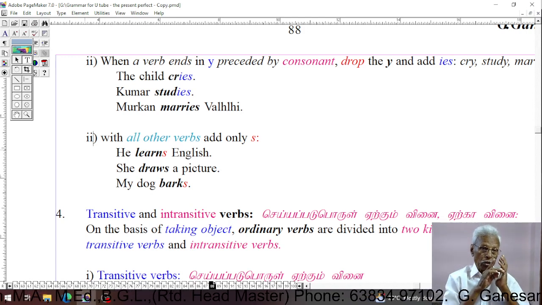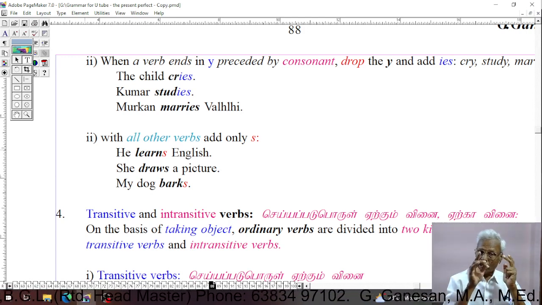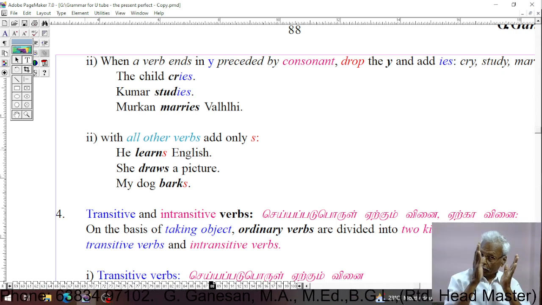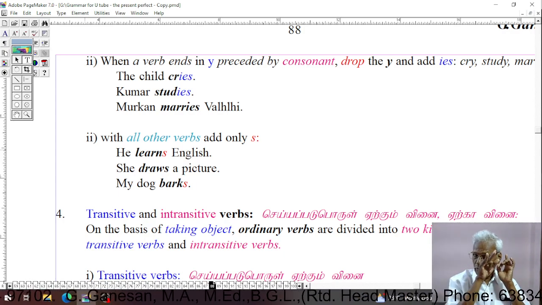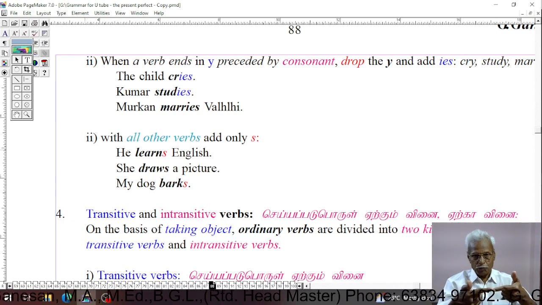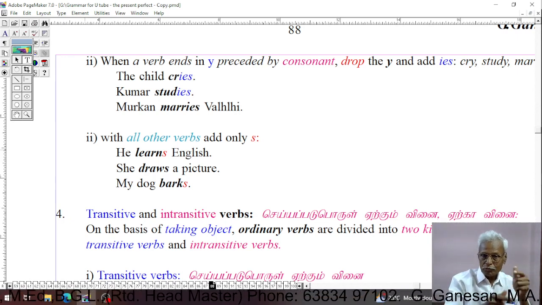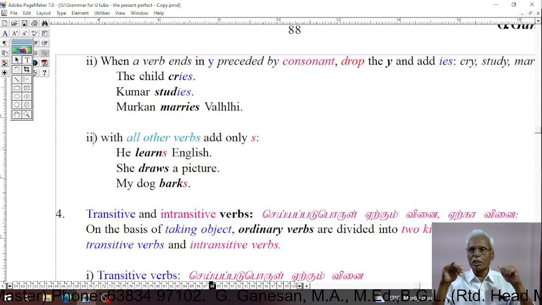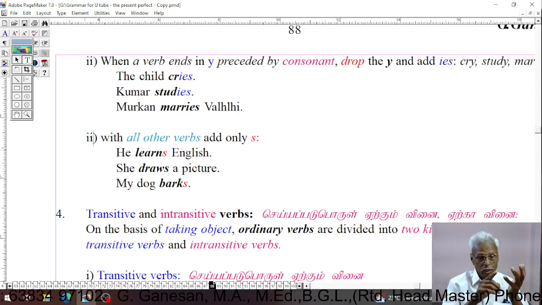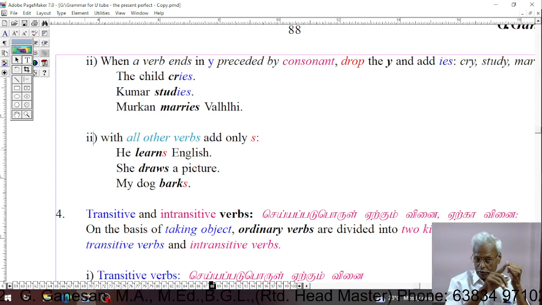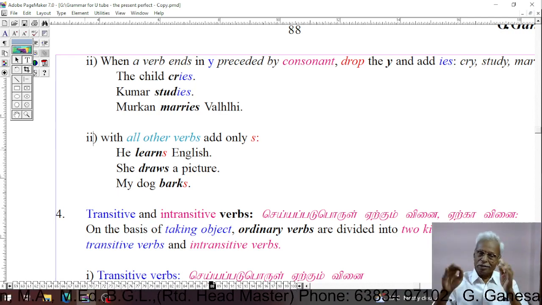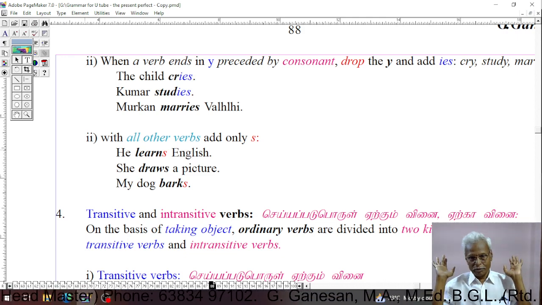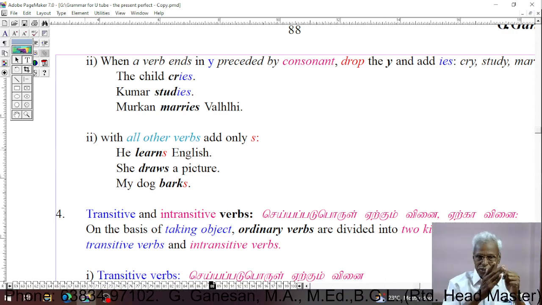Okay, then rule 2. In rule 1A, we add es to verbs ending in s, sh, ch, o, x. Under rule 1B1, when the verb ends in y preceded by a vowel, add s only. Under rule 1B2, when the verb ends in y preceded by a consonant, drop the y and add ies. Then rule 2: with all other verbs, add s only. So there are four rules.